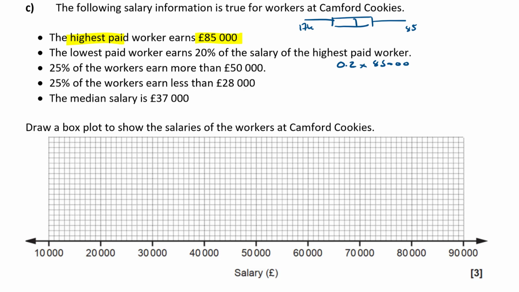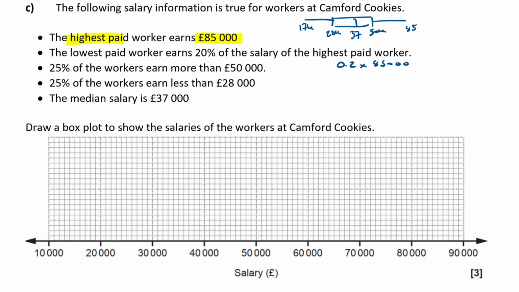So the lower end is going to be 17k. And then what is our Q1? 25% of workers earn more than 50,000. Well, 25% down from the top. They're actually talking about the upper quartile there, aren't they? So this one here is at 50k. And 25% of the workers earn less than 28,000. That's going to be my lower quartile, so that's 28k. And the median salary is 37. Okay, so we've got all the values now that we need to plot.